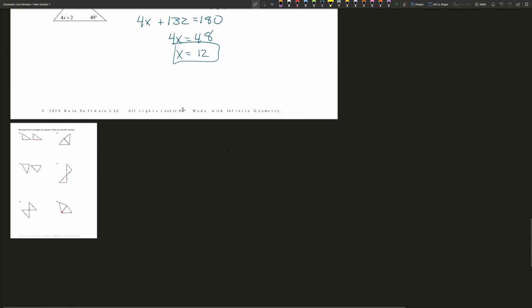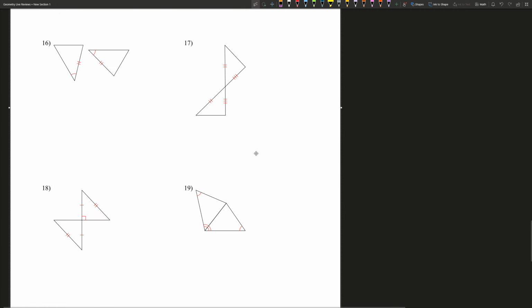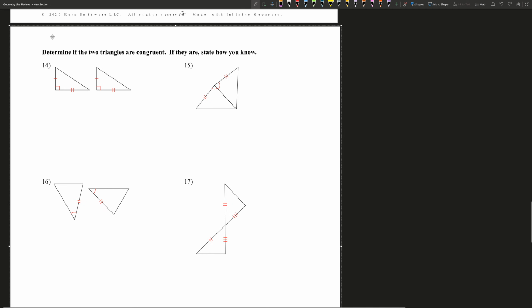All right. So numbers 14, 15, all the way to 19. Determine if the two triangles are congruent. If they are, state how you know. So we've gone over 4 kind of major different theorems: side, side, side; side, angle, side; angle, side, angle; and angle, angle, side. These are the reasons that 14 through 19 would be a pair of congruent triangles. So that's what I'm looking for.